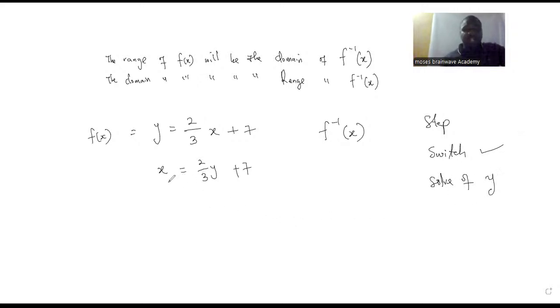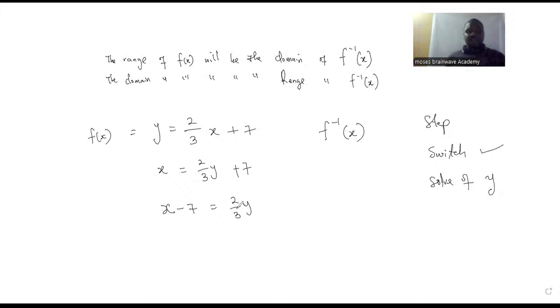So if I'm solving here, what can I do over here? I can decide to take this to the other side by collecting like terms. I have x, taking the other side, I'm going to get x minus 7. This should be equal to 2 upon 3 of y, right?